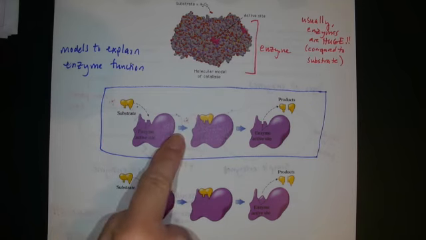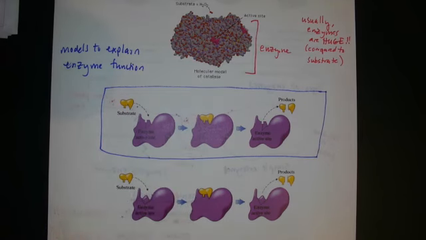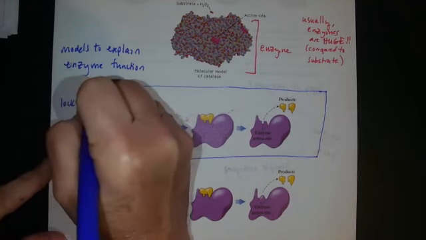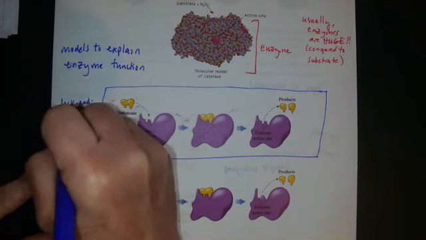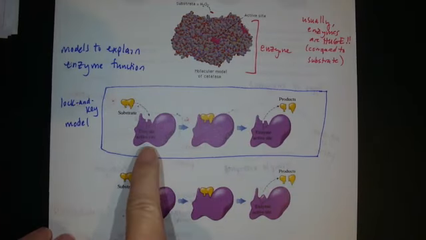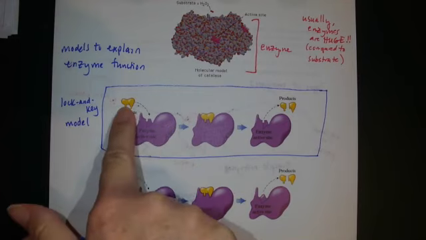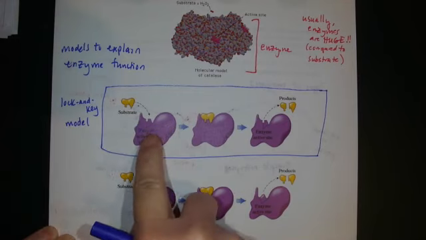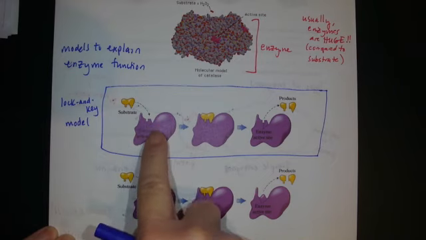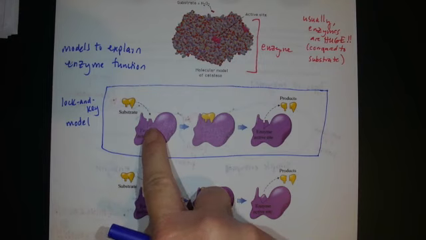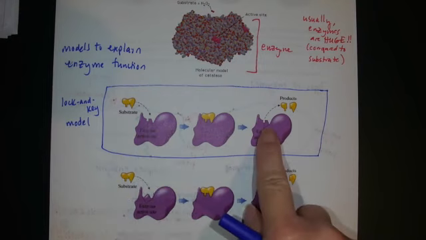So this is the first of the two models to explain enzyme function. This one is referred to as the lock and key model. And we'll try to show why that makes sense. The purple is the enzyme itself. The yellow is the substrate. The specific spot of that large enzyme that is where the substrate attaches is called the active site, and it's indicated right here and right here.